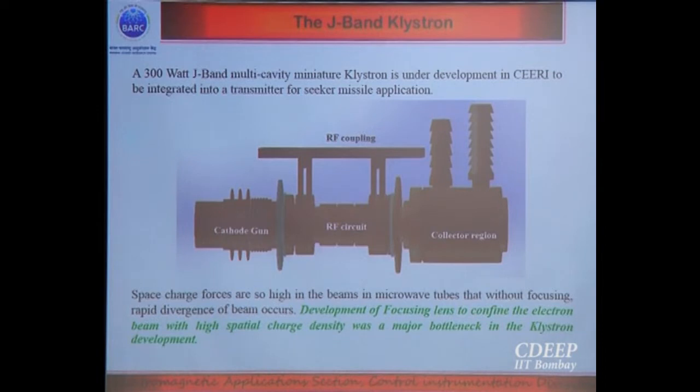For this, only the drift part is 1 mm, through which the beam has to pass. That means beam size has to be 0.6 mm. And the current is of the order of 240 milliampere. The current density is quite high.